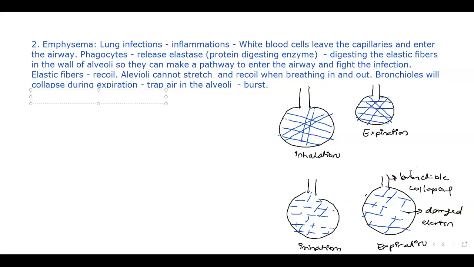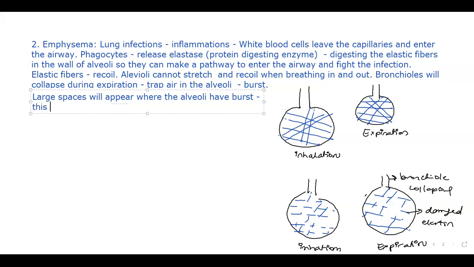Many alveoli will continue to burst until you end up getting these large spaces, right? Large spaces will appear due to bursting of the alveoli, because it's not like one alveoli will burst, multiple alveoli will burst. As a result, large spaces are going to start to appear wherever the alveoli have burst. Why is this bad? Because what was the function of the alveoli? To increase the surface area for gaseous exchange.